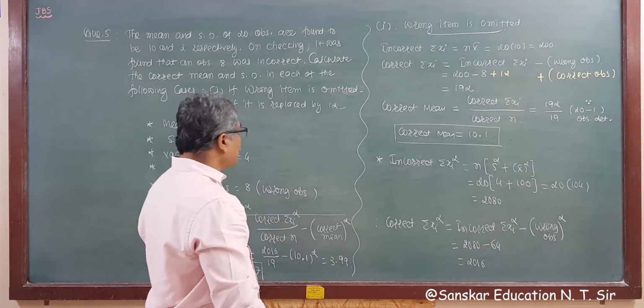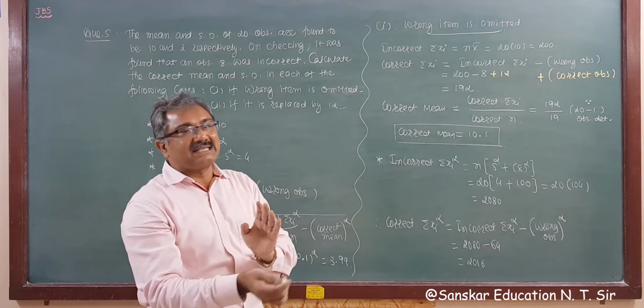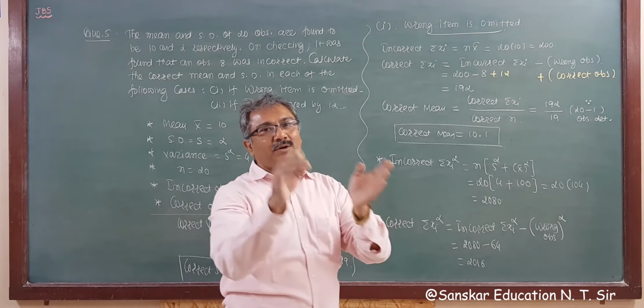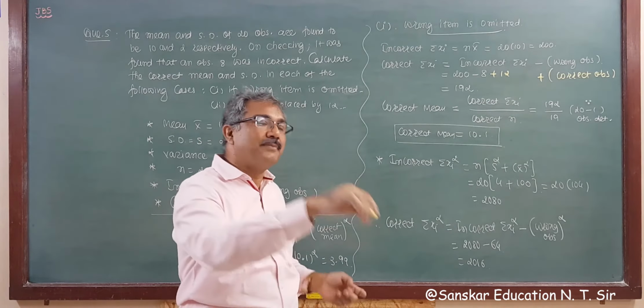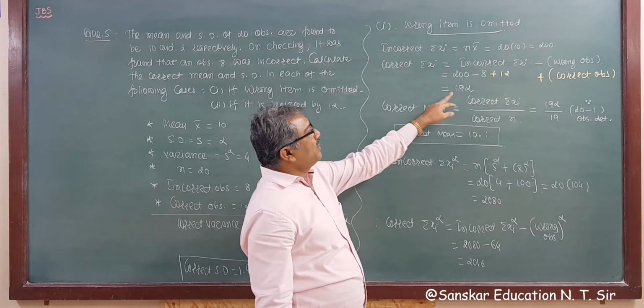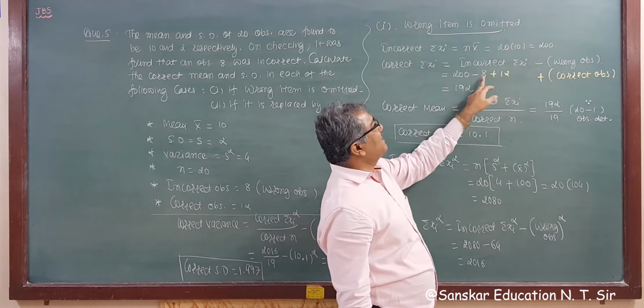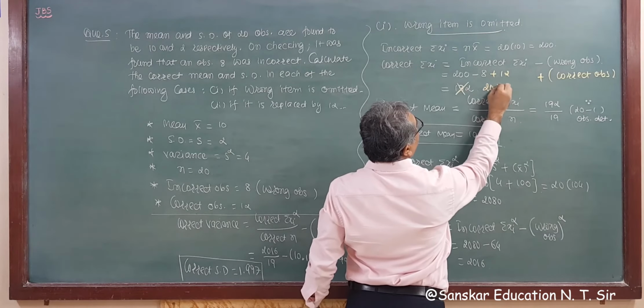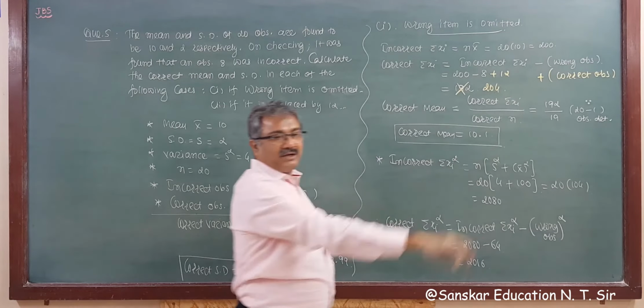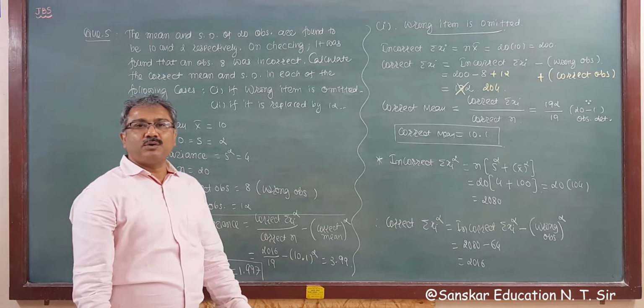Only here the total number of observations is one less, while in this the total number of observations is as it is, 20, because one observation is replaced by another one. So this is 12 minus 8 is 4. So this will be your 204. Now this answer will be 204.